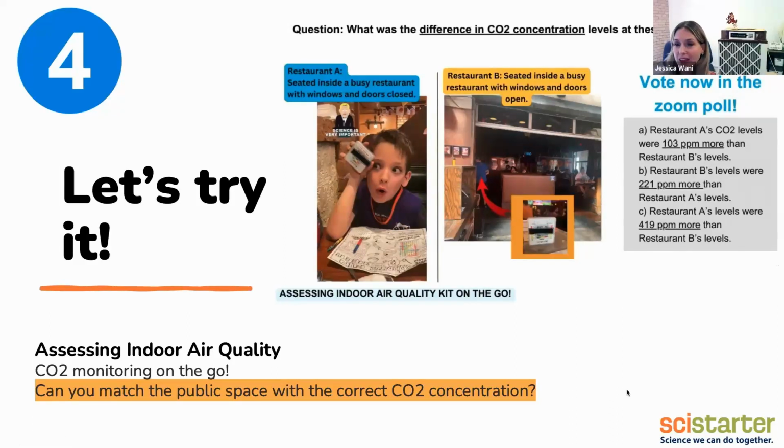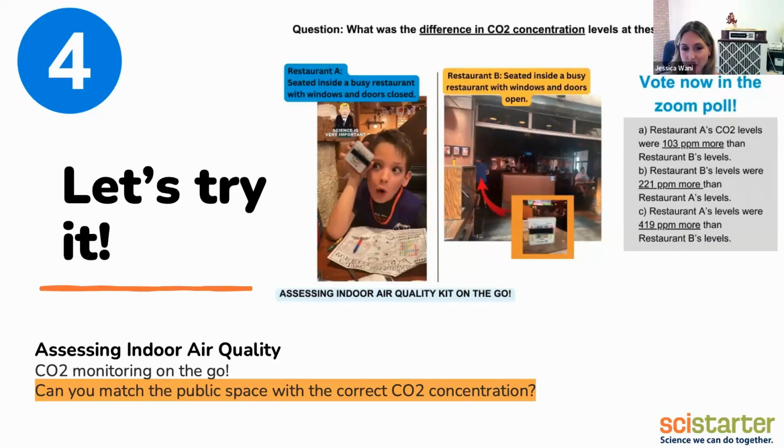Okay, so 57% chose the top answer here: restaurant A's levels were 419 ppm more than restaurant B. Coming in second is restaurant A's CO2 levels were 103 ppm more than restaurant B, and nobody chose restaurant B's levels were 221 ppm more. So there's 100% consensus, right? We all agree that restaurant A's CO2 levels are higher than restaurant B, for all the reasons we've talked about and hit on today.